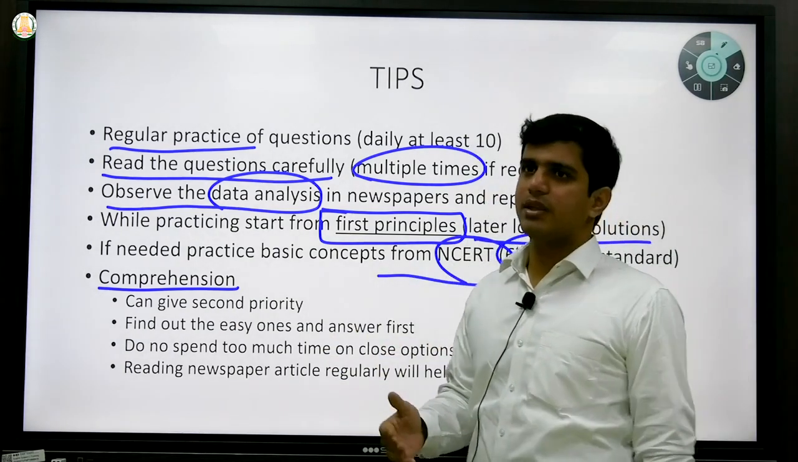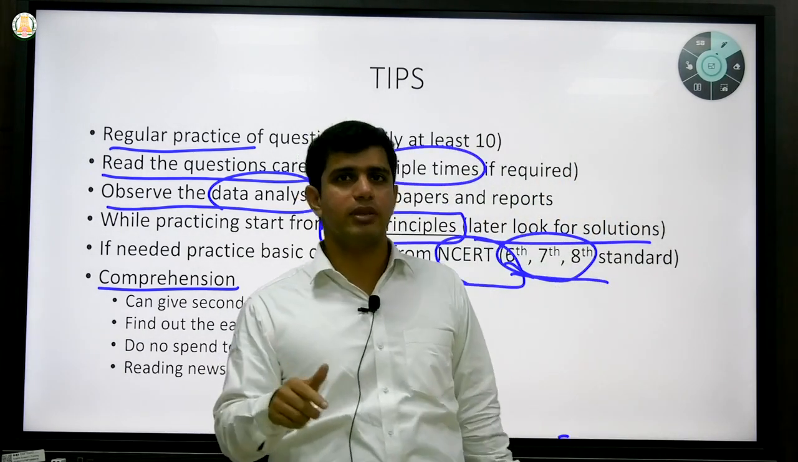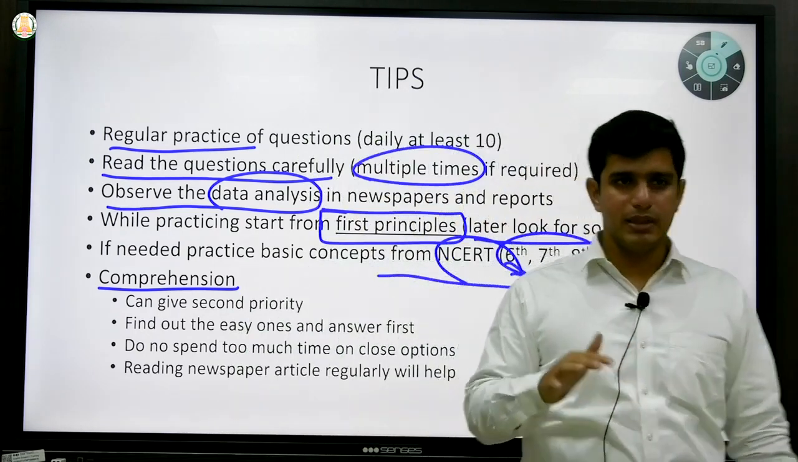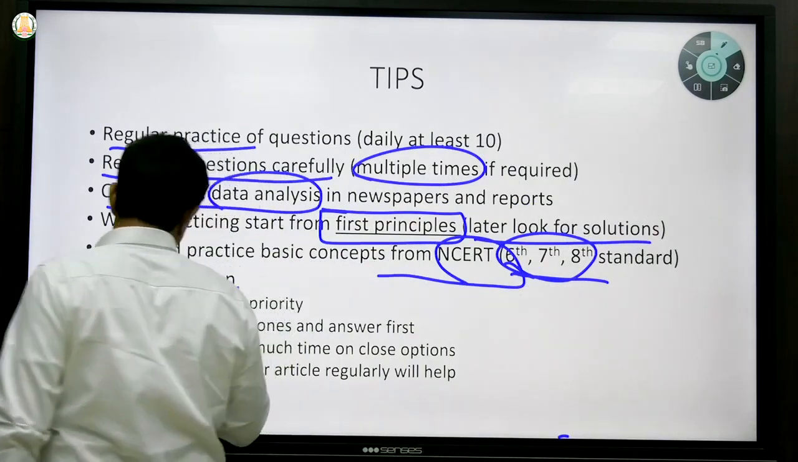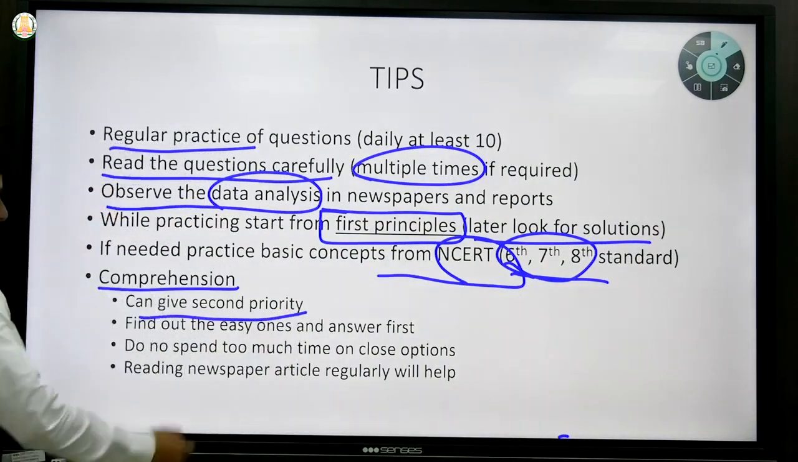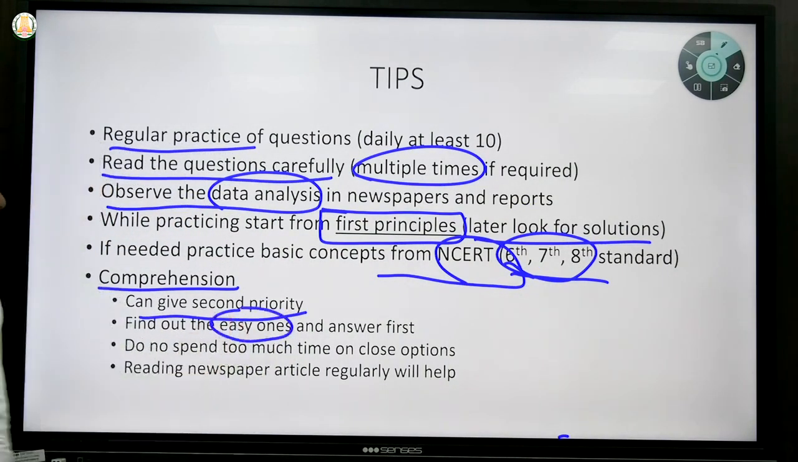If you're comfortable with comprehension, you can go for comprehension. So whatever you're comfortable with, you go for that. In my personal case, I was comfortable with aptitude. So comprehension, in my case, I would have given second priority and found the easy ones. As I said, find out the easy ones. There will definitely be some 5 to 10 easy ones.